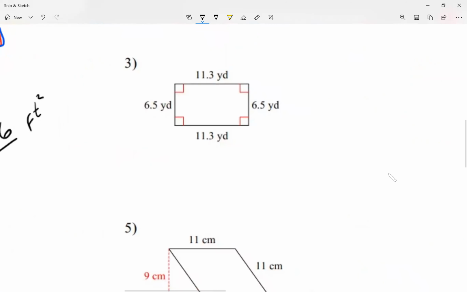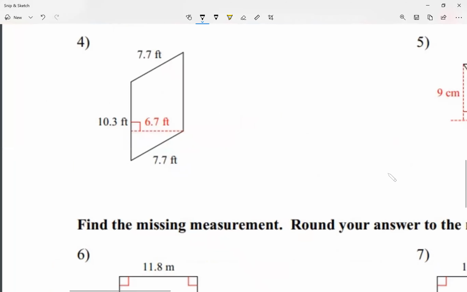All right, let's take a look at number 3. I'm going to choose a 90-degree corner. I'm going to choose this one. It's made by the numbers 11.3 and 6.5. So using our calculator, I go 11.3 times 6.5, and it gives me 73.45. Again, I never said round it to anything. If I said round it to the nearest tenth, then round it. If I don't say anything, don't round it. 73.45.